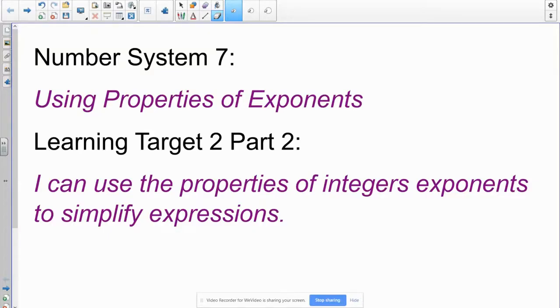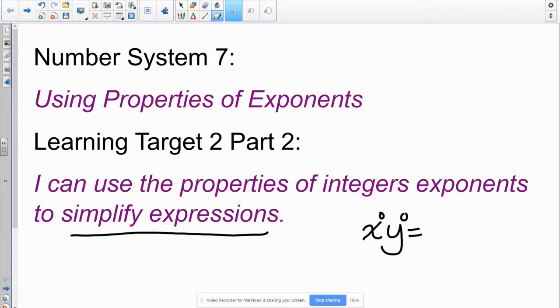System 7 using properties of exponents. Learning target 2, part 2. So we're still in the same learning target, but this time we're going to look at simplifying expressions by looking at the zero property. So for example, if we had x to the 0 power, y to the 0 power, what would that simplify to?